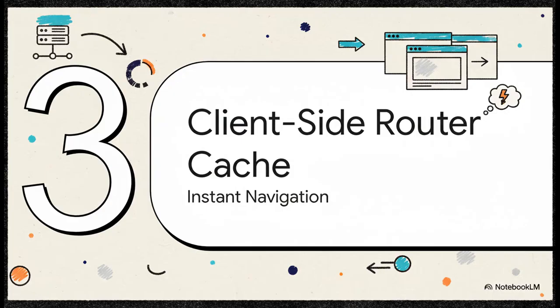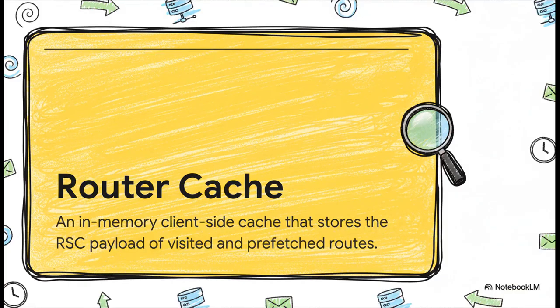Okay, we've covered the server. Now let's hop over to the client. Because the server can do all this amazing work to prep the data and the HTML, but it's the client-side router cache that really ties it all together and creates that seamless app-like navigation experience we all love. So what is it? It's this really clever in-memory cache that lives right in the user's browser. Its job is to store the React server component payloads for routes the user has already visited.